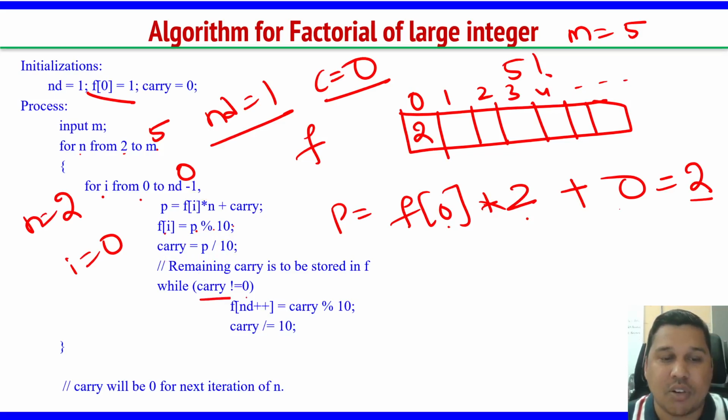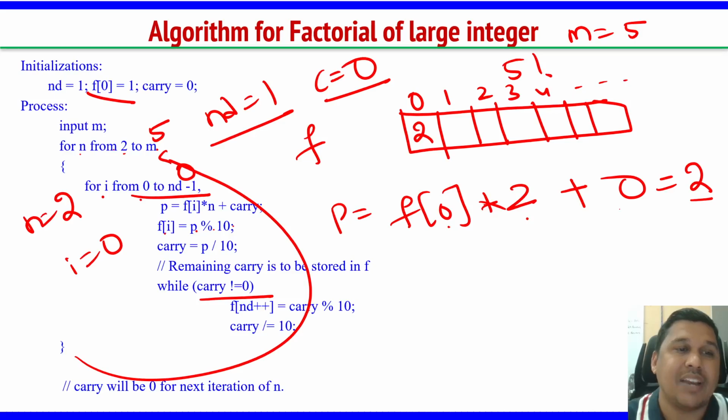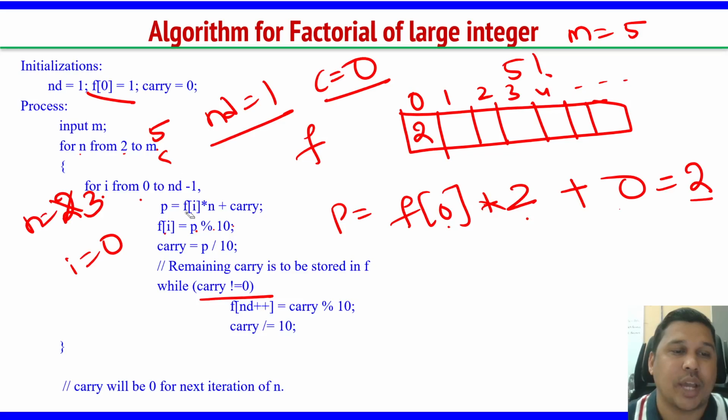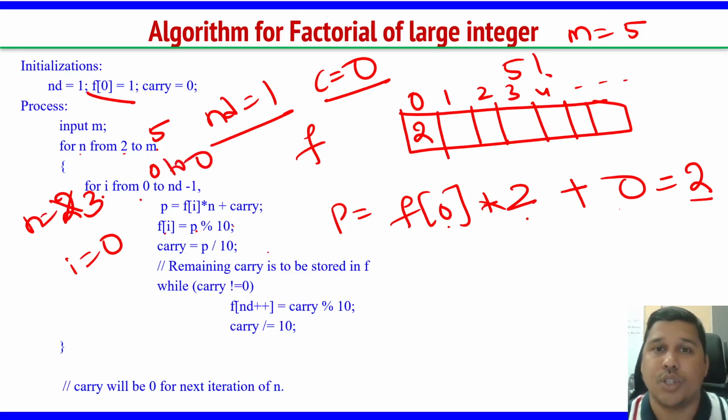Is the carry not equal to 0? No. Go up here. This loop breaks. Again from here go up. N value becomes 3 this time. Okay. Now, again I equal to 0 to nd minus 1, which means again 0 to 0 only.